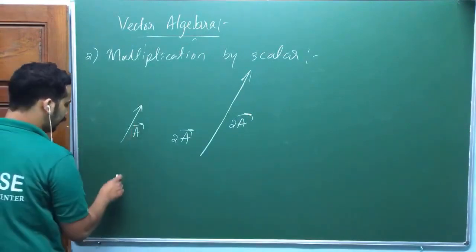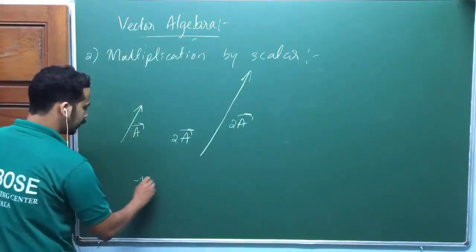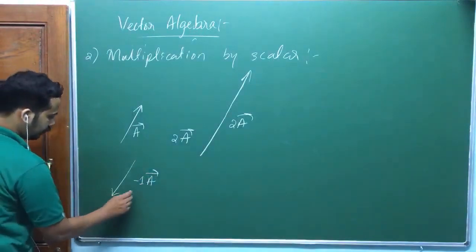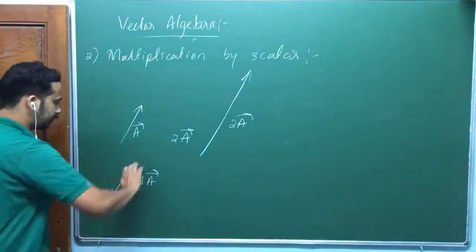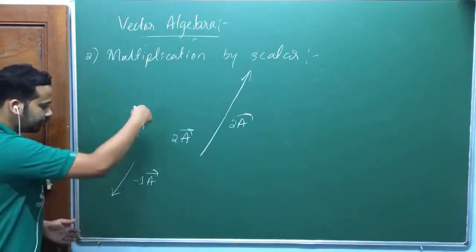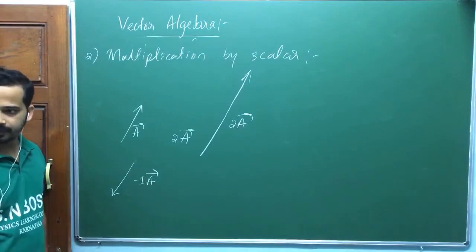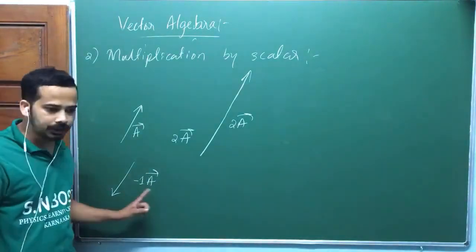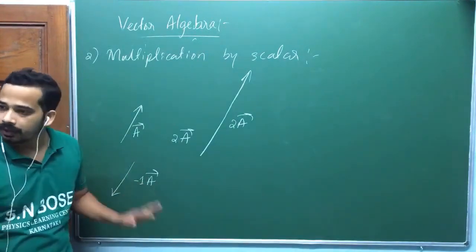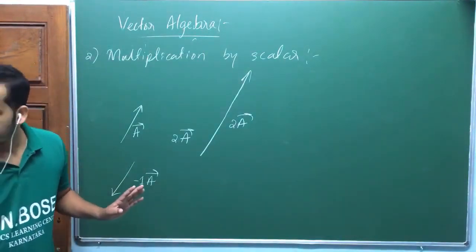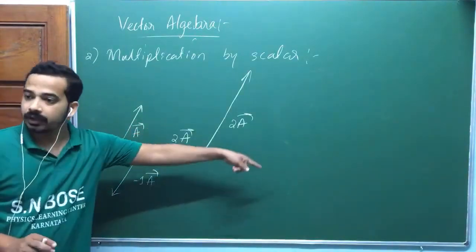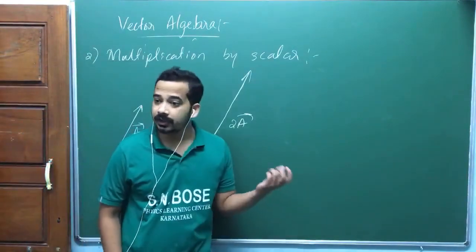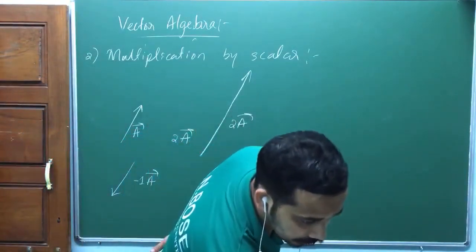Suppose you have a vector a and you multiply by minus 1, as I have taken already. Minus 1 into a, then how do you write that vector? You have to keep the length the same, but you have to change the direction. So this is how we can multiply a vector by a scalar. Don't multiply by a complex number. We are talking about a real vector. If you multiply a vector by scalar 0, it will become a null vector.